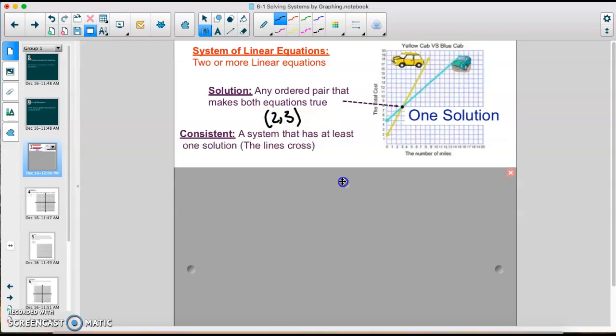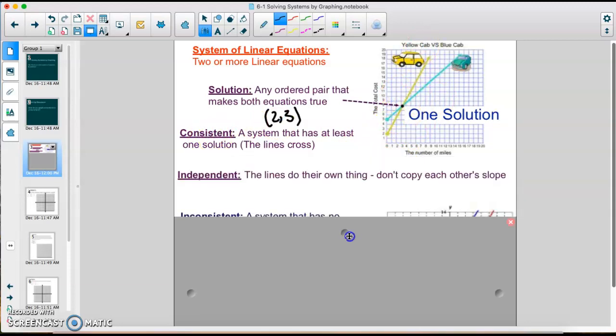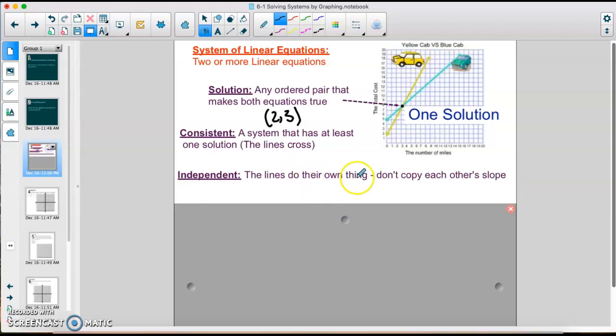Now, these are the vocab words that honestly don't mean a whole lot, in my opinion, but we need to go over them anyway. So consistent is a system that has at least one solution. So basically the lines cross. If the lines cross, it's consistent. So this one would be consistent. Independent, the lines kind of do their own thing. They don't really copy each other's slope. In this case, these would be independent.